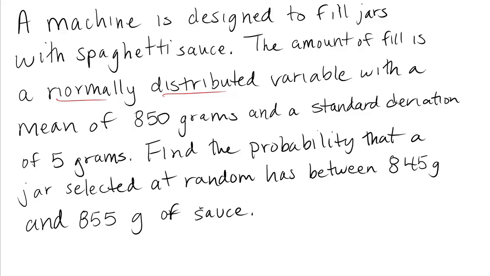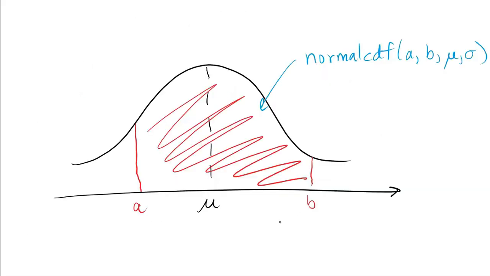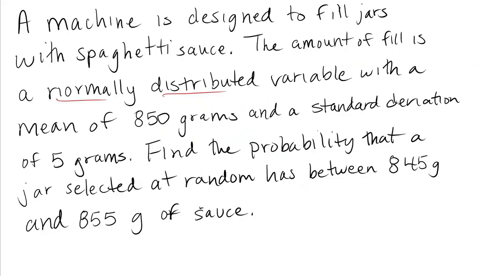And then I'm asked to find the probability that the random variable falls on some interval. That's exactly what this normalcdf function does. If you tell it the interval, the mean, and the standard deviation, it will find the area, and that area is the probability. My advice when doing these problems is to draw the picture.